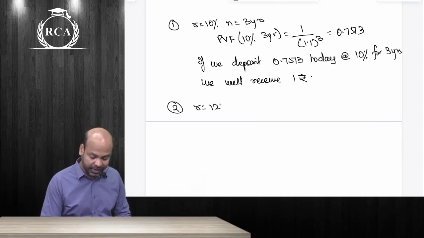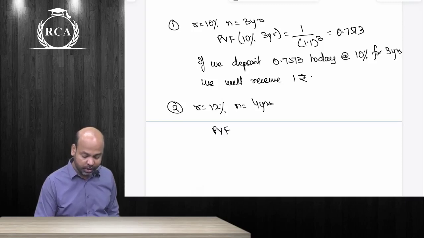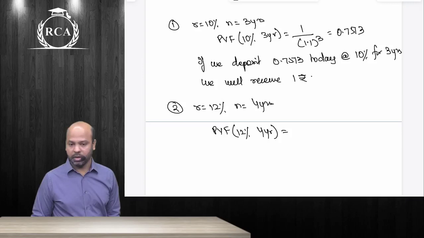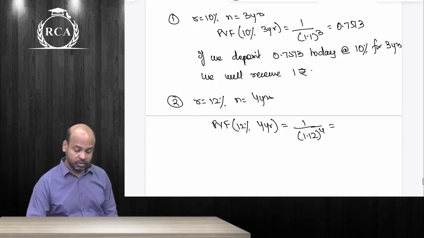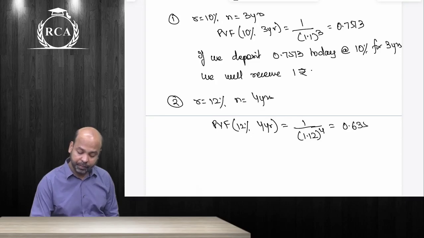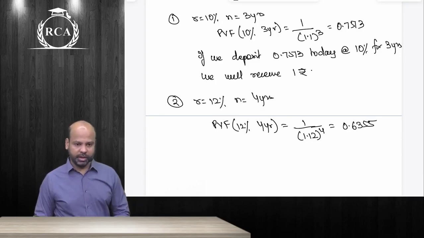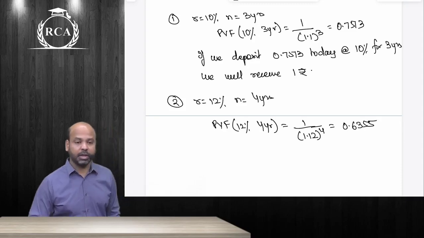If the interest rate is 12% for 4 years, what are you going to write this as? Present value factor at 12% for the 4th year. This will become 1 divided by 1.12 whole power 4. How much is that? 0.6355. The value that we are going to realize is 0.6355. Are we clear about this?